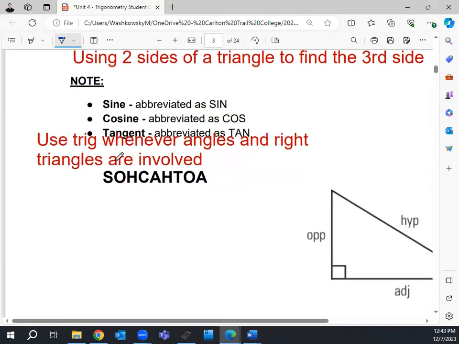So it's kind of split up like this. I'm going to go to the last one here first, this T. That stands for tangent, and we know that tangent is opposite, O, divided by adjacent, A. So the order you see it written is how you use it.